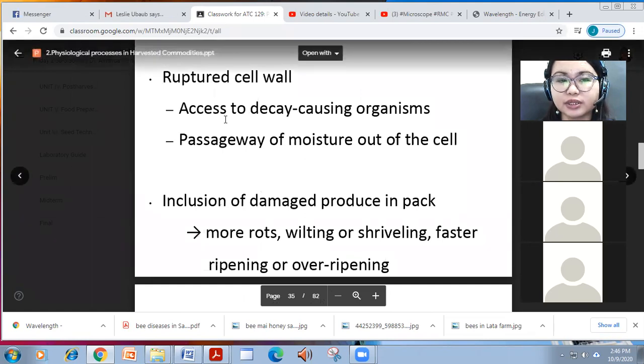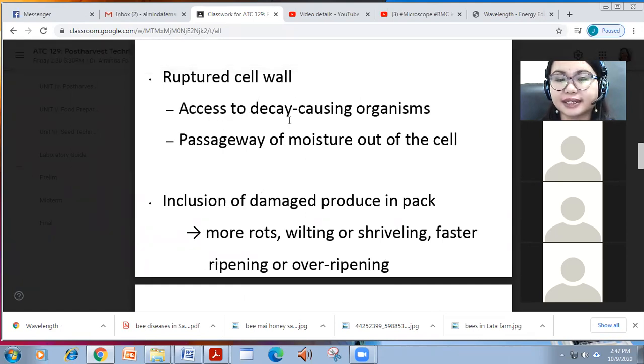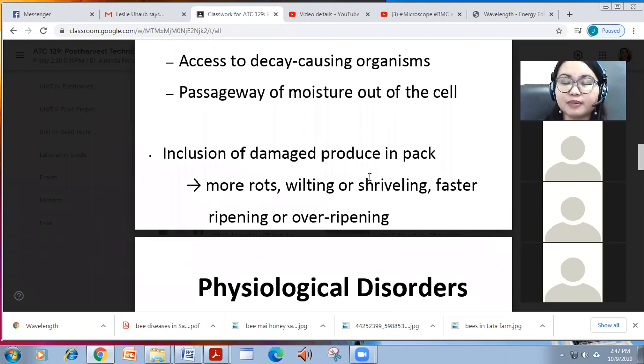So if the cell wall is also ruptured, there will be access to fungi and bacteria which cause decay-causing organisms. And the passageway of moisture also out of the cell. So when the damage produced through wounding or anything, if you include them in one packaging material, then matakdan ang uban, no, katong mga good quality. So there will be more rots, wilting or shriveling, or faster ripening or over ripening.